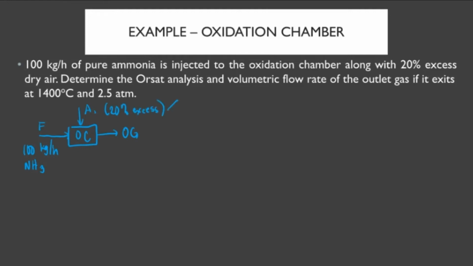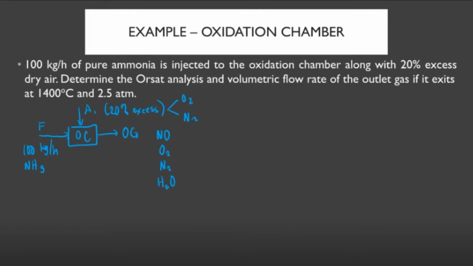For our calculation purposes, we are stating that the air only consists of oxygen and nitrogen gases. We want to determine the Orsat analysis and the volumetric flow rate of the outlet gases, that is the oxidation gases. Our oxidation gases, in this case, would contain nitrogen monoxide, oxygen, and nitrogen. And of course, water is also a component of the oxidation gases, although we will not be including that in the Orsat analysis. You would notice that I did not include ammonia in the oxidation gases. That is because our main assumption here is that the ammonia is completely combusted.